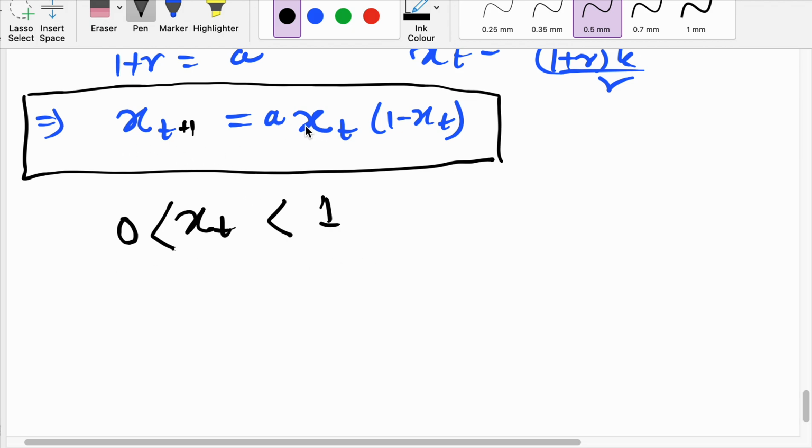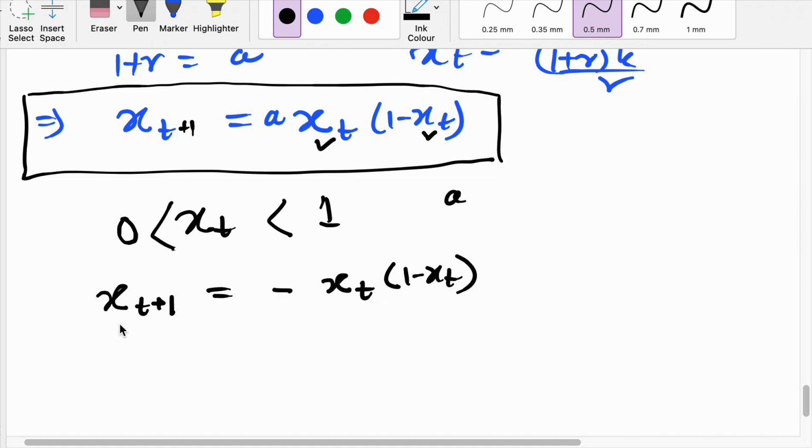Now if I put a negative number, you will find that xt is positive and 1 minus xt is positive. So if I put, suppose, a equal to minus 1, then xt plus 1 will be minus xt times 1 minus xt. So that fraction will become negative. So that imposes a condition on a, that a could not be negative. So a has to be greater than 0.